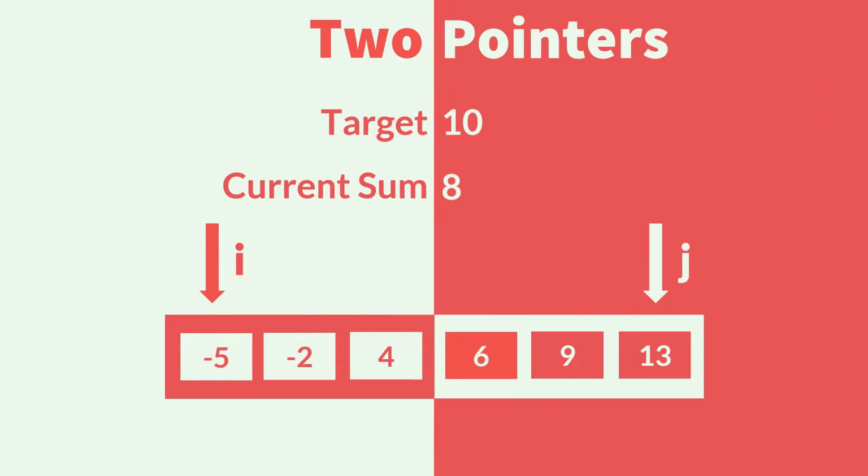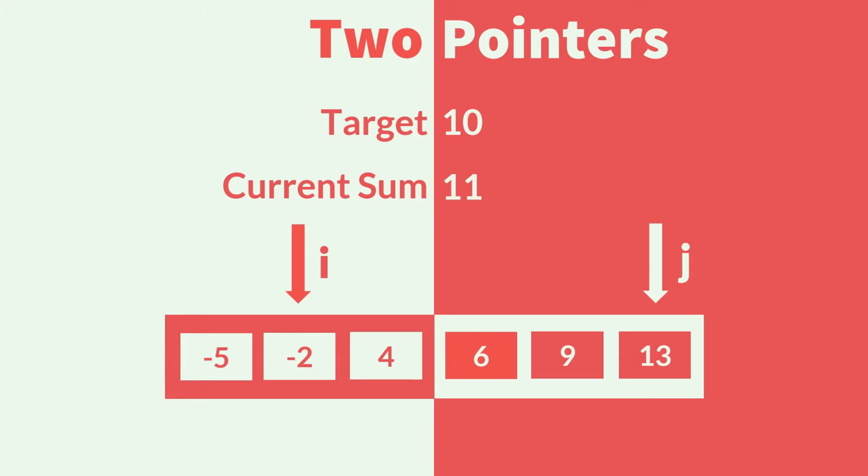So initially our i pointer points to the first element and j pointer points to the last element. So our current sum would be minus 5 plus 13, which is equal to 8. So now we know that 8 is lesser than our target. So as to get closer to the target, we need to pick higher elements. And where do our higher elements lie? Towards the right side of the i pointer. So we move the i pointer towards the right.